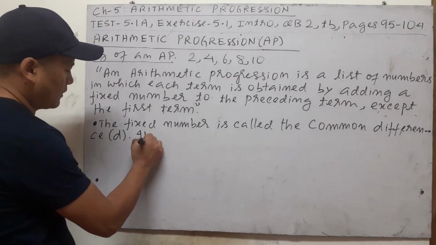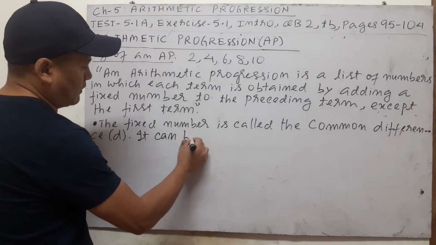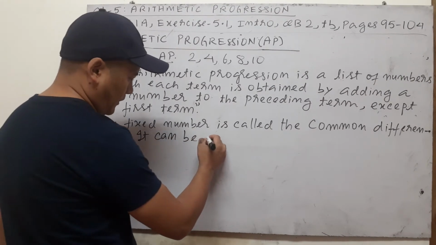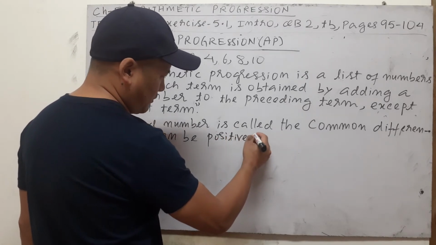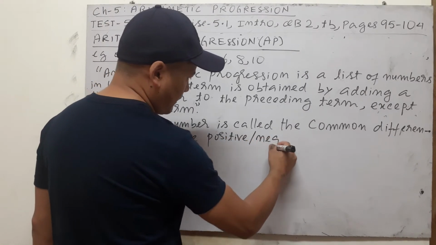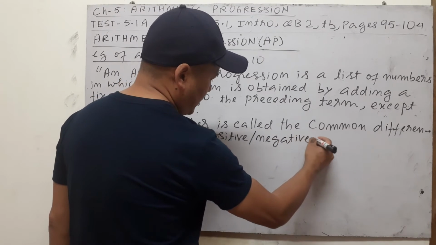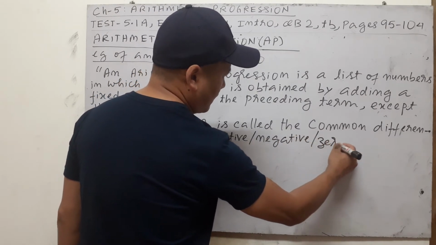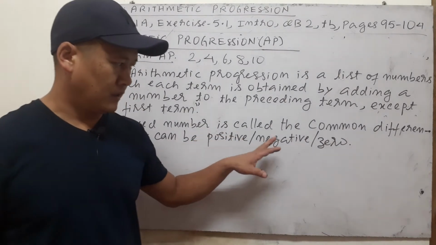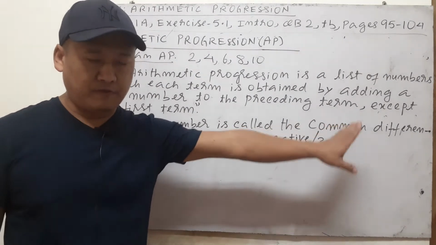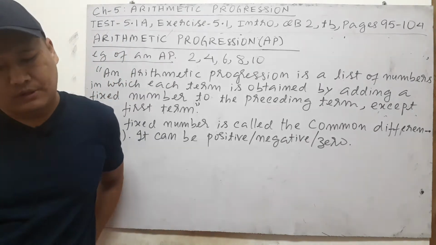This common difference can be positive, or it can be negative, or it can also be zero. Let me just show it. The common difference can be positive, it can be negative, it can even be zero. So let us take some examples to see.